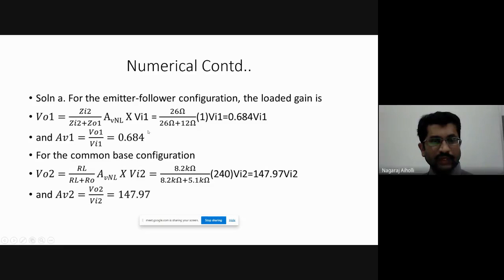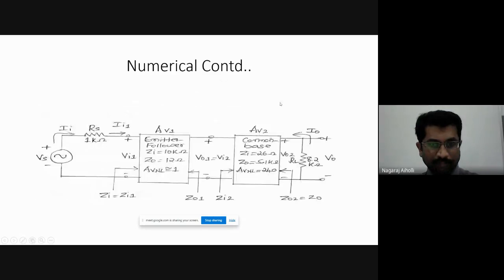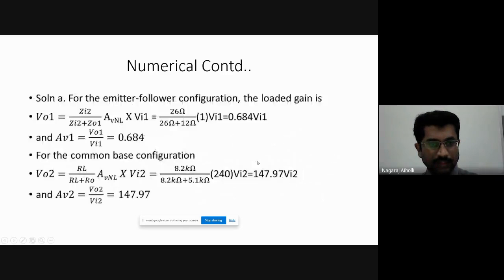Next, we have to find for the common base configuration. Now, for the common base configuration, let's go back to the diagram. Again, the formula is V02 is equal to RL divided by RL plus R0 into AVNL into VI2. The same formula that you have used in the previous calculation. Here Vi is Vi2, V0 is V02.